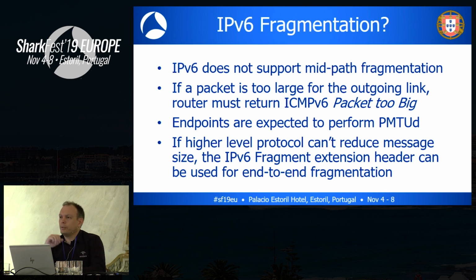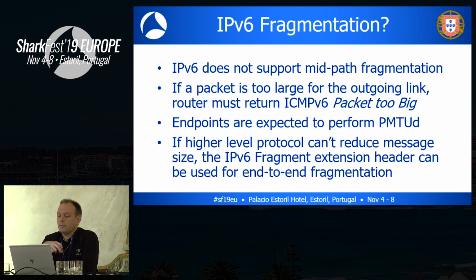So if the router in the middle receives a packet in v6 that's too big, it has to send an ICMPv6 packet too big message. Makes sense, it's the equivalent of the fragmentation needed and don't fragment set from v4, but it's a bit more explicit. So you see packet too big, and it's very clear what that means. The endpoints are expected to do PMTU discovery again, so I'm supposed to reduce the size of my packet and send it again. What if it's UDP? If the protocol on top of IPv6 is UDP, I can't change the size of that message. It has to be whatever the size of the packet is.